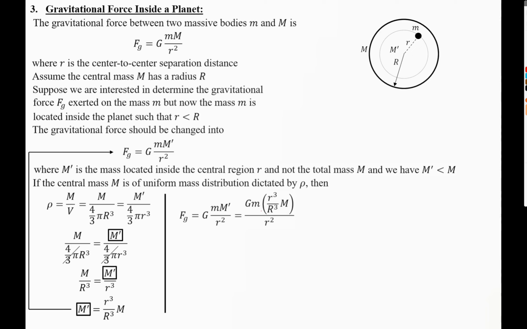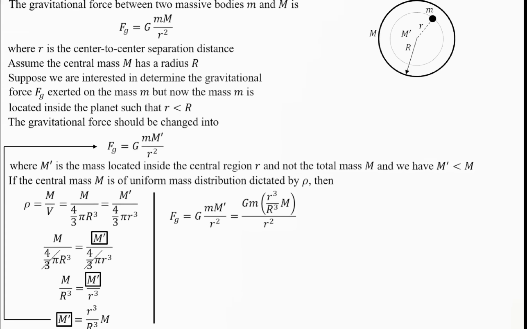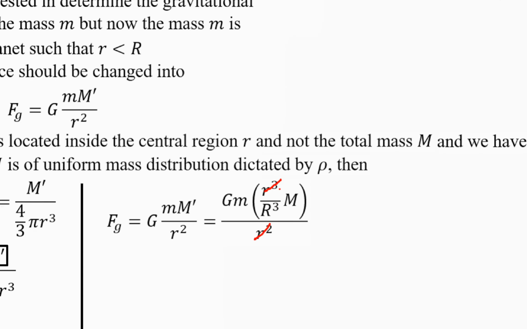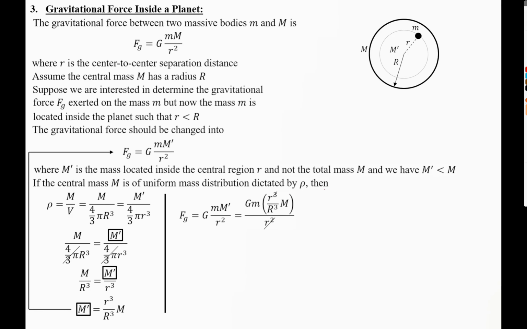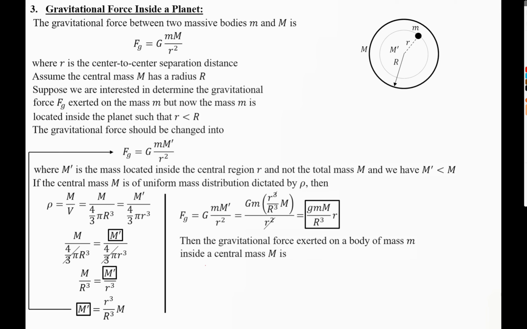Then the pull of gravity can be written as follows. Here we apply the cancellation effect. R cube cancels with r square, leaving r. Then it can be written as GMm over R cube multiplied by r. Then the gravitational force exerted on a body of mass m inside the central mass is given by GMm over R cube multiplied by r, where r is less than R.